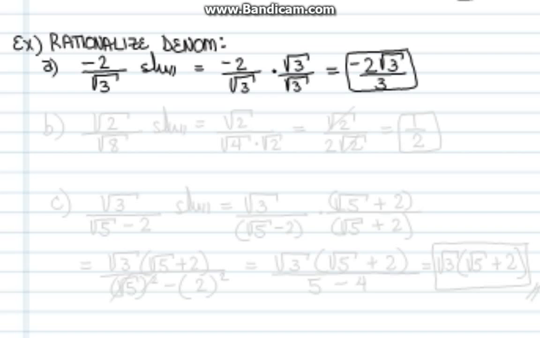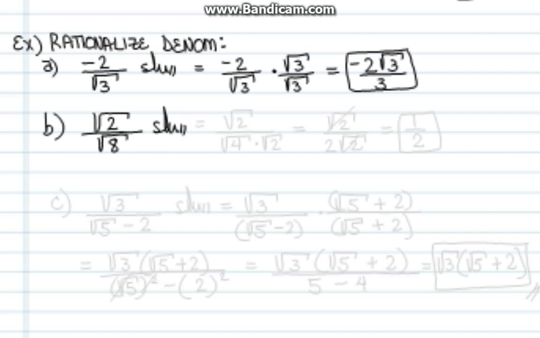Now, of course, you cannot cancel the 3 under the radical sign with anything outside of the radical sign, so this is finished. Okay, part B, we're going to simplify the square root of 2 over the square root of 8. Okay, we're going to rationalize the denominator specifically. So what I want to do is, first I'm going to simplify.